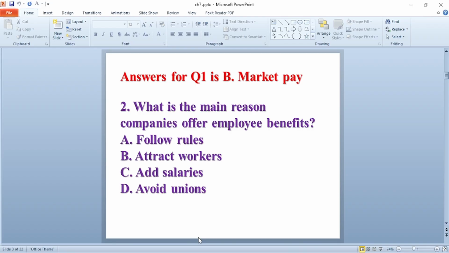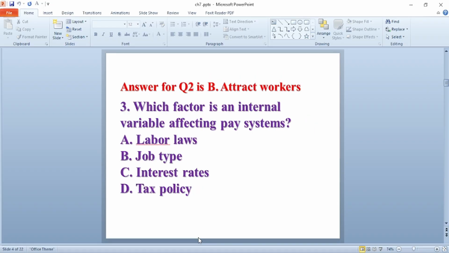Question number 2. What is the main reason companies offer employee benefit? A. Follow rules. B. Attract workers. C. Add salaries. D. Avoid unions. The answer for this question is B. Attract workers.